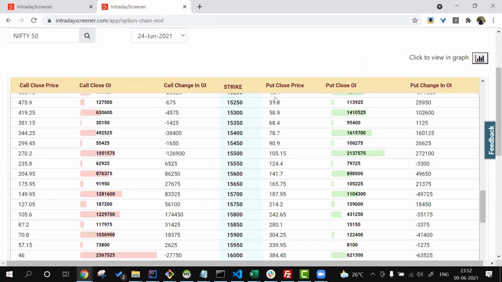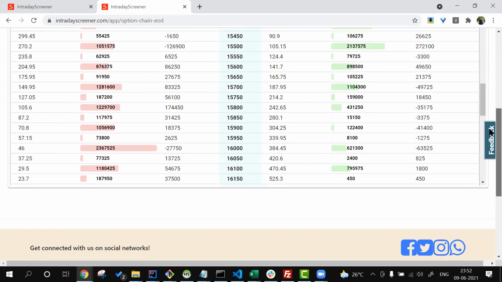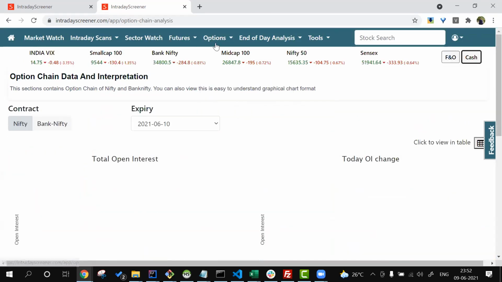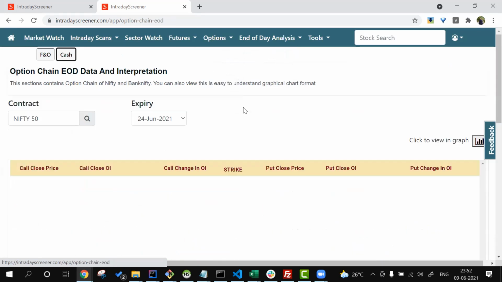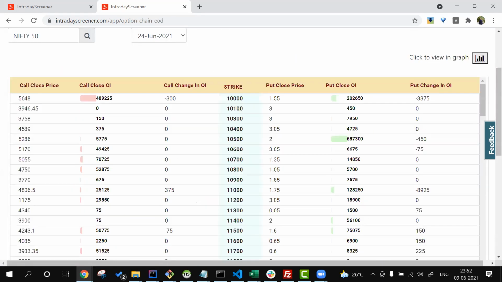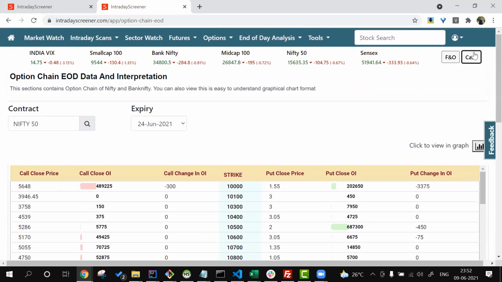Option chain EOD will help you do option chain analysis for end of the day data. If you are a pro user, you can use live option chain data. If you are a free user, you can use the option chain end of the day data to make your analysis. This is just end of the day data and is not updated live.